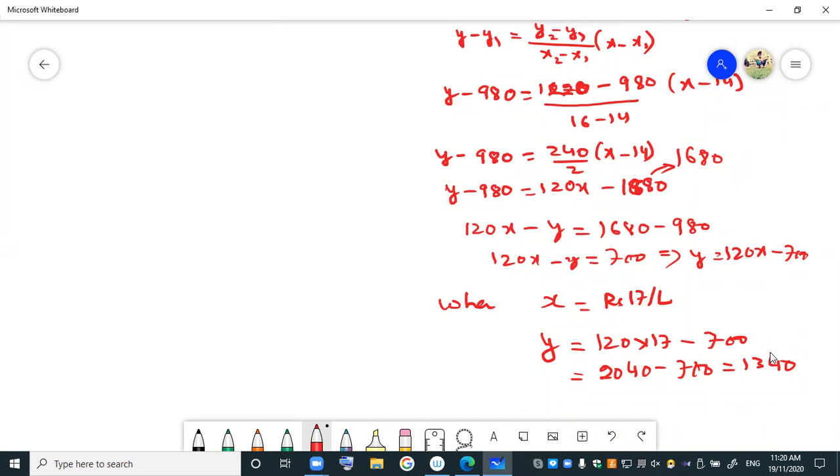You can write the answer also: he will sell weekly 1340 liters of milk at the rate of 17 rupees per liter.